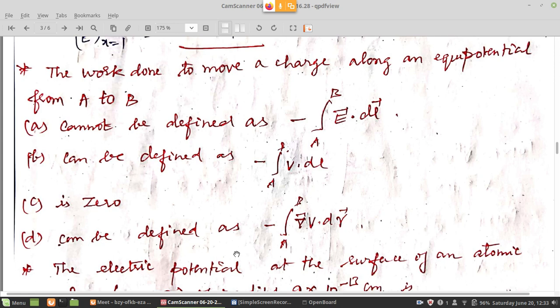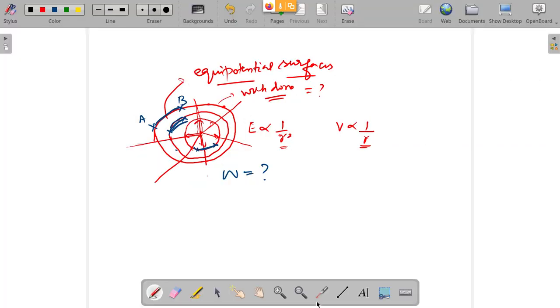Yes, exactly, 0. That is the answer. Correct. Very good. So the very meaning of equipotential surface is you don't have to do any work to move a charge, because potential at A is same as potential at B.